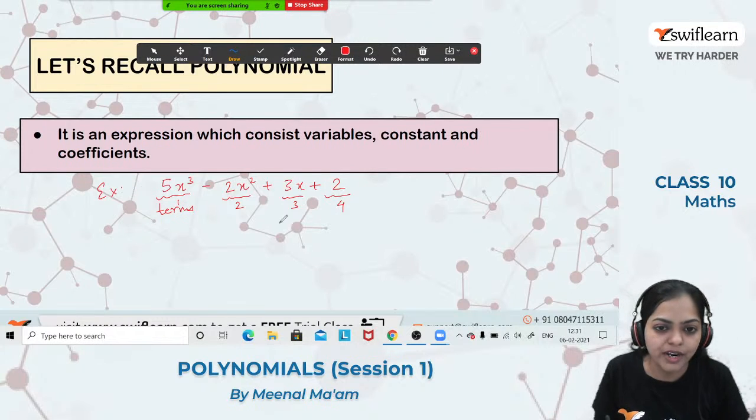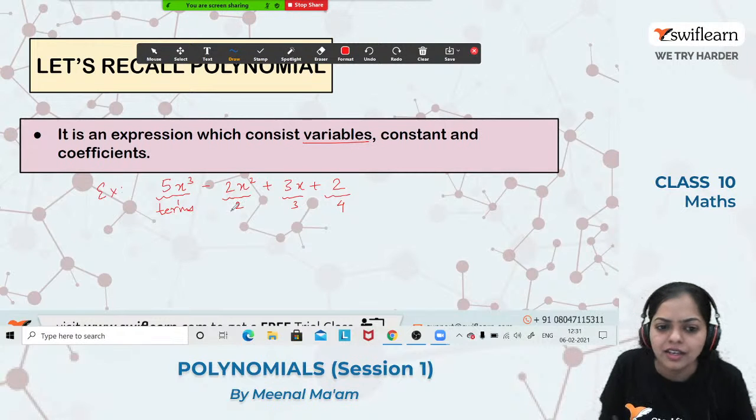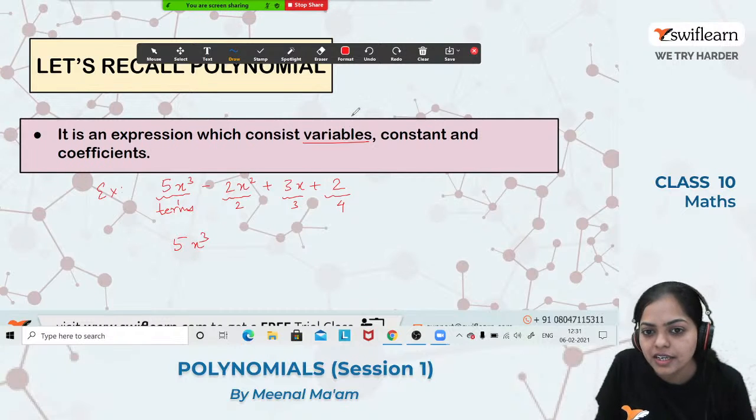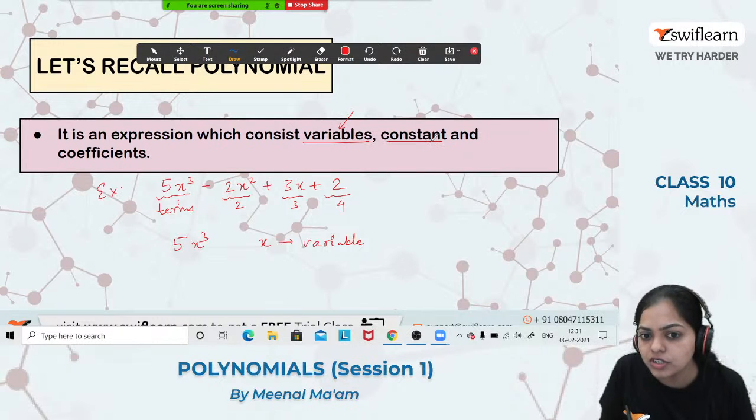Okay, alright. Now, it is also given that it consists of variables. Let's take the first term. The first term is what? The first term is 5x cube. So the meaning of polynomial actually says it consists of variable. So in this term, the variable is what? X is the variable. Now again, the polynomial says it consists of constant. The constant term is also there. The fourth term is the constant term 2.